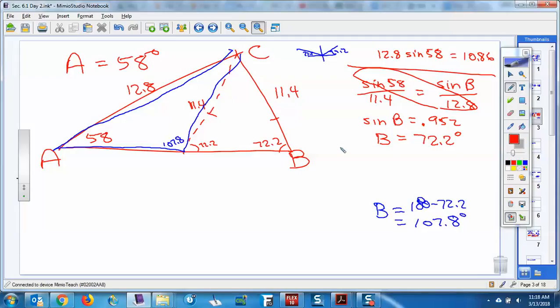If I'm going to go with this one, then I would set up a sine of 58 over 11.4. So does that fix it for you, Seth? Or is there more of it yet? Was it just getting that second angle? I think I just messed up in general.